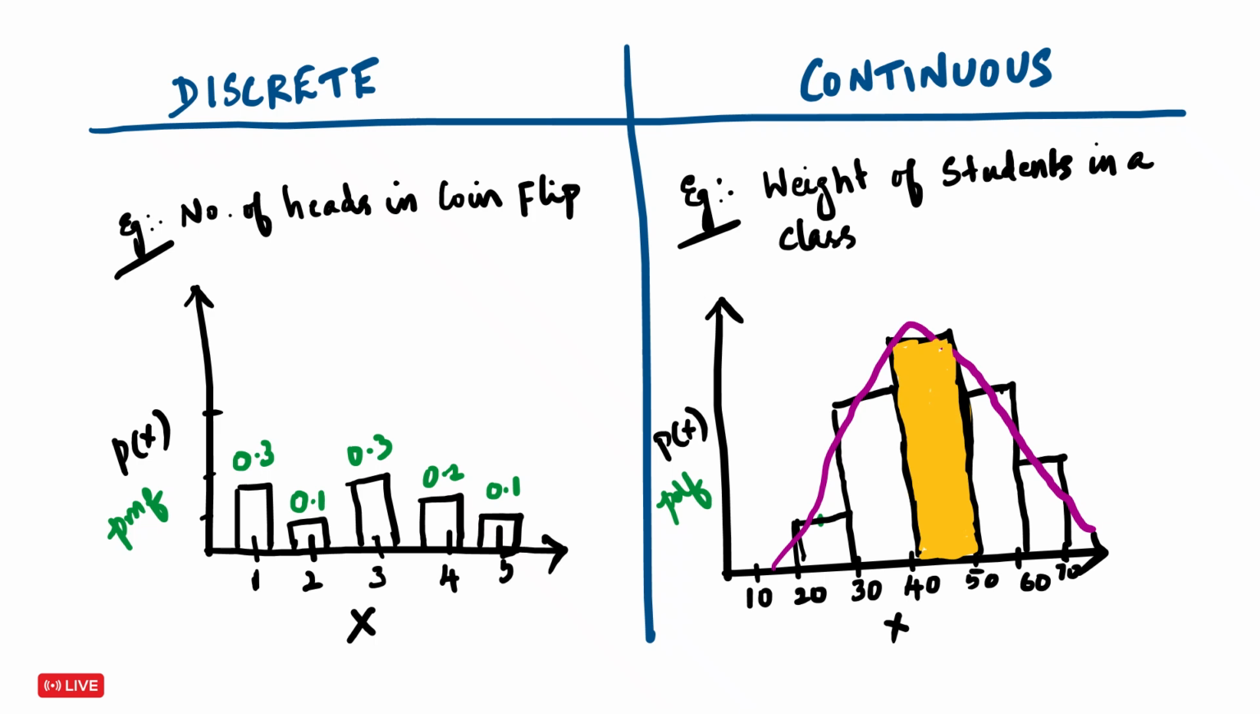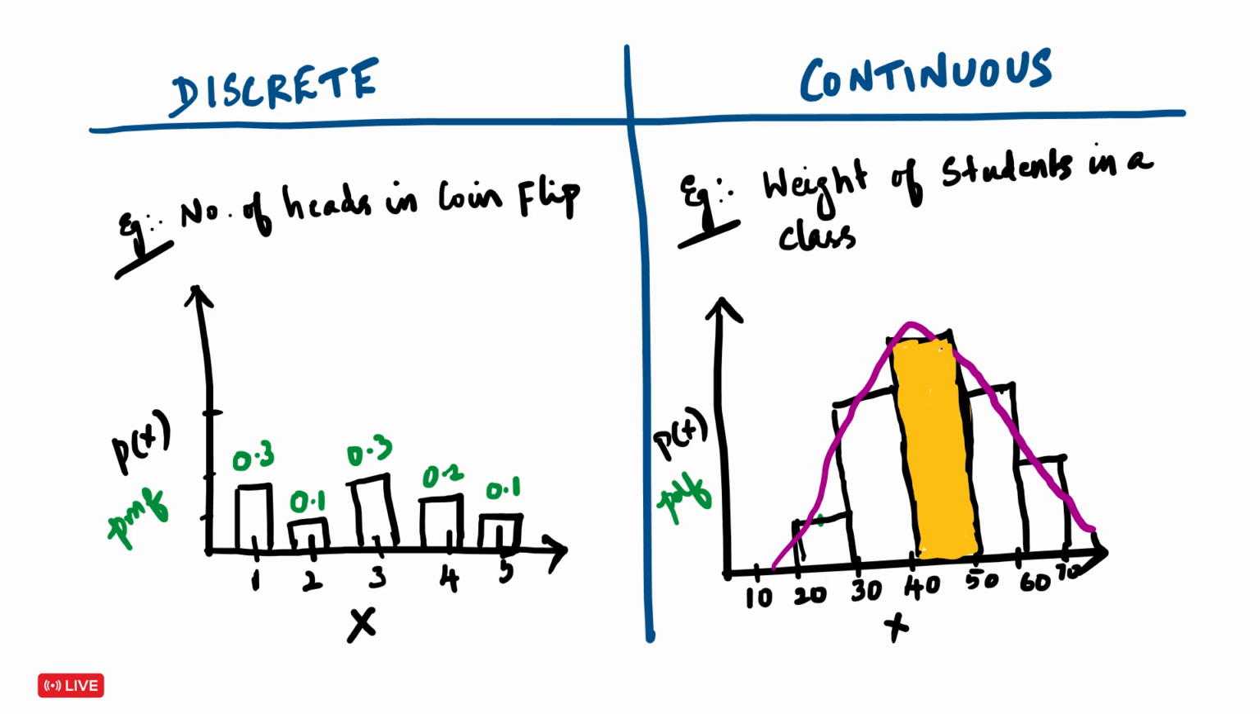Let's understand both these distributions with an example. First is discrete. Let's take an example of the number of heads if you flip a coin 5 times. On the x-axis we have the number of heads, and on the y-axis we have the probability. You can get a head only one time, or 2 times, 3 times, 4 times, or all the 5 times if you flip a coin 5 times, right?